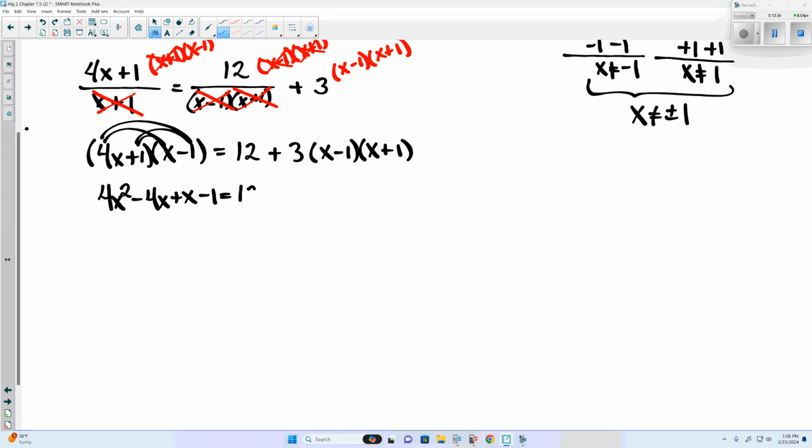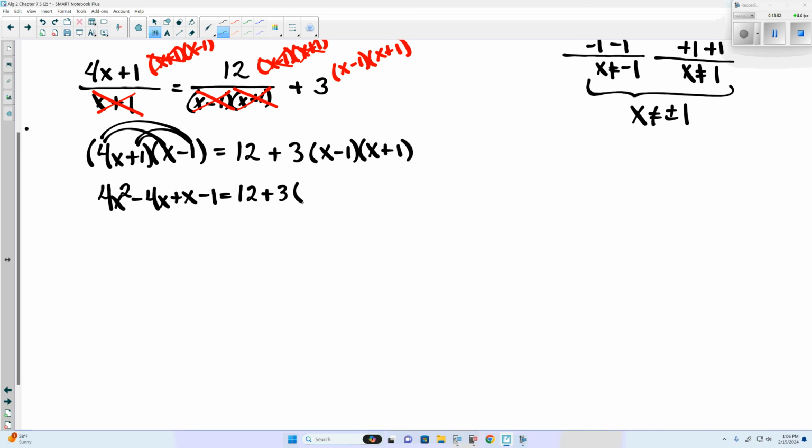12 plus 3 times. So when we do the x minus 1 times x plus 1, we'll still have our parentheses because of the 3 out front. We didn't do it with our 4x squared minus 4x plus x minus 1 because there's not a number in front of it.